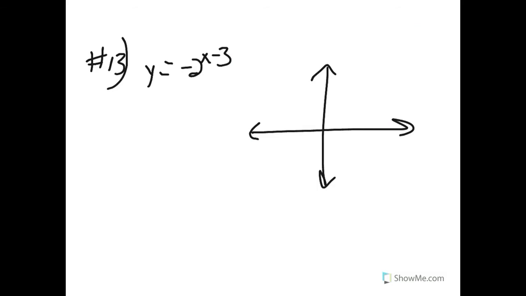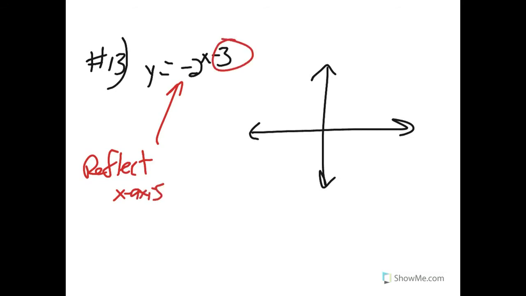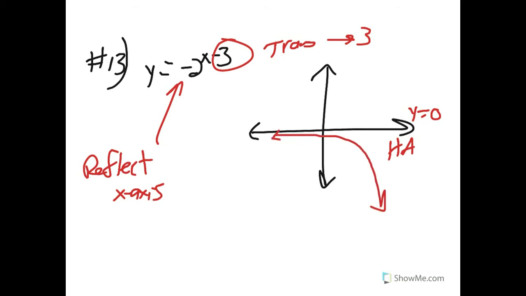Number 13, we have a negative outside the function once again that reflects it over the x-axis. We have a minus 3 inside the function. That's going to translate right 3. Horizontal asymptote hasn't moved. And the graph goes to the right 3. It's reflected down, so it's going to look something like this, with what was the y-intercept of -1 now goes to the right 3, so it's 3, -1.